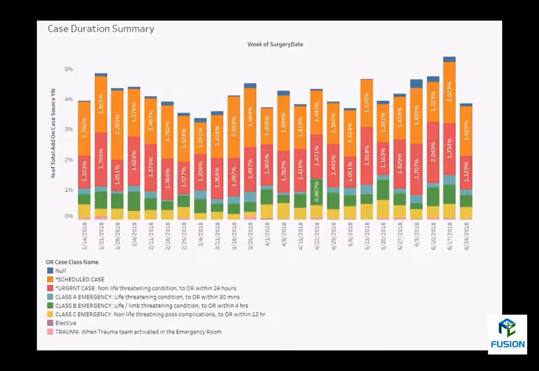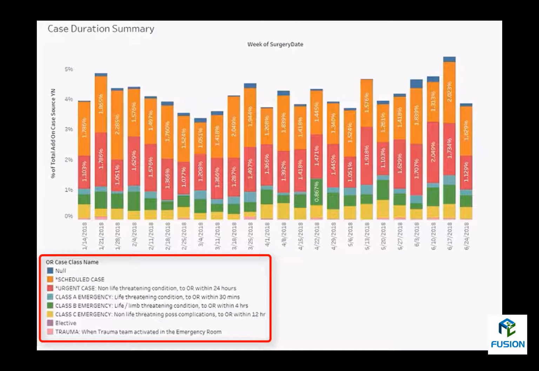Case duration summary is also broken down and hierarchied by the OR case class name. So you'll see here, orange indicates scheduled cases, red indicates urgent cases, light blue Class A emergency cases, green Class B emergency cases, yellow Class C emergency cases, and purple is an elective procedure. And if there's no chosen case class, you'll see blue, and trauma is indicated by pink.